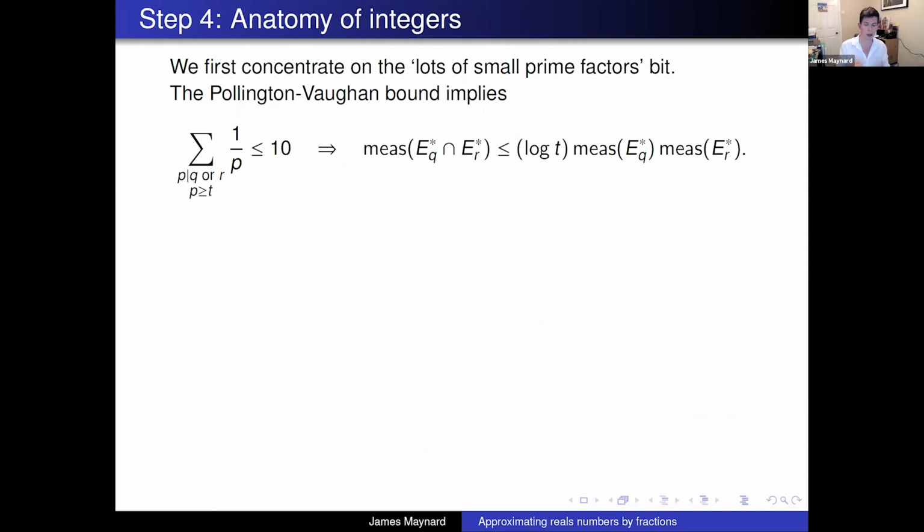So there are two key conditions in the Pollington and Vaughan argument. So let's first think about the second condition, that there are lots of small prime factors. Pollington and Vaughan actually give you a little bit more information. They have some quantifiable way of measuring what lots of small prime factors means. And so they have some quantification in terms of t, and they give a bound for the measure of the intersection in terms of this quantifier t, which is measuring how many small prime factors Q and R have.